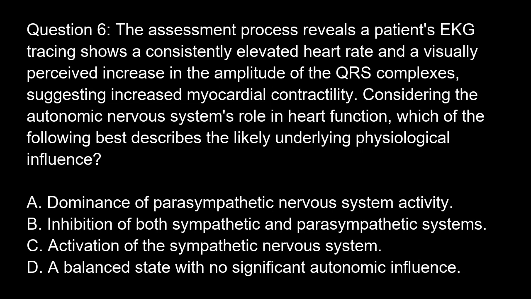Question 6. The assessment process reveals a patient's EKG tracing shows a consistently elevated heart rate and a visually perceived increase in the amplitude of the QRS complexes, suggesting increased myocardial contractility. Considering the autonomic nervous system's role in heart function, which of the following best describes the likely underlying physiological influence? Option A. Dominance of parasympathetic nervous system activity. Option B. Inhibition of both sympathetic and parasympathetic systems. Option C. Activation of the sympathetic nervous system. Option D. A balanced state with no significant autonomic influence.